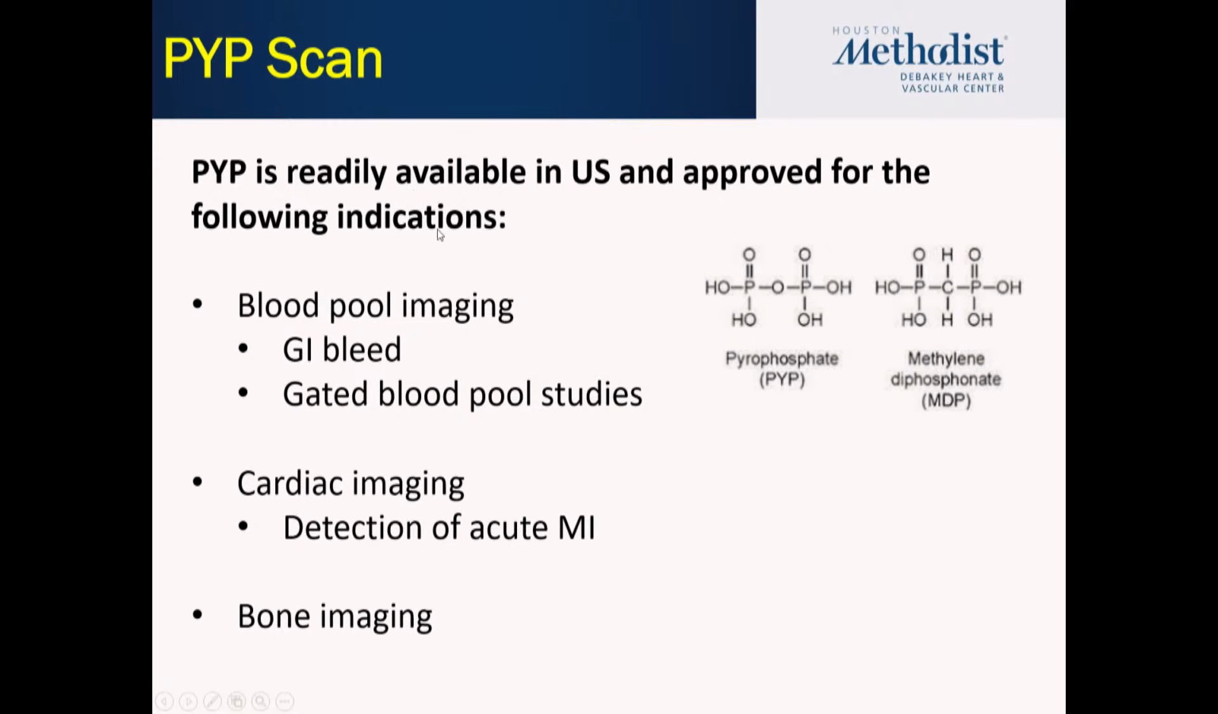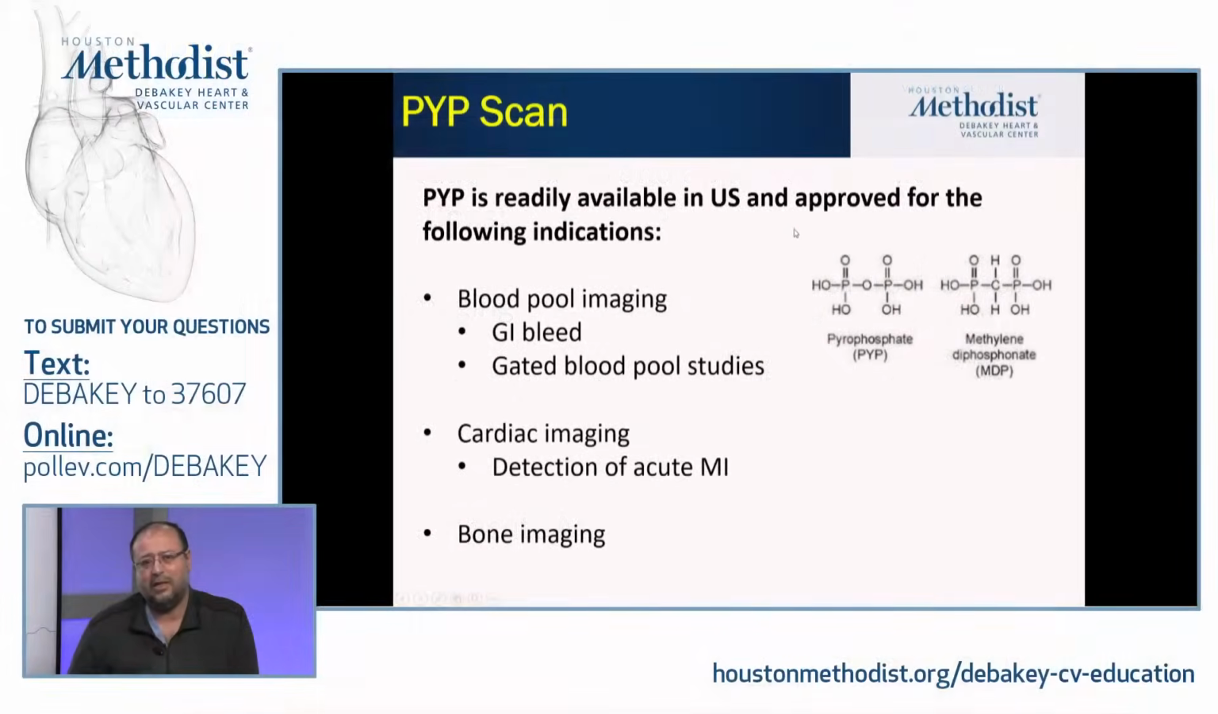And PYP is a bone scan. It has been used for a long time in the US, and it was even used for cardiac imaging many years ago for the detection of acute MI. Now it's not being used for that, but primarily used for bone imaging and bone scanning.